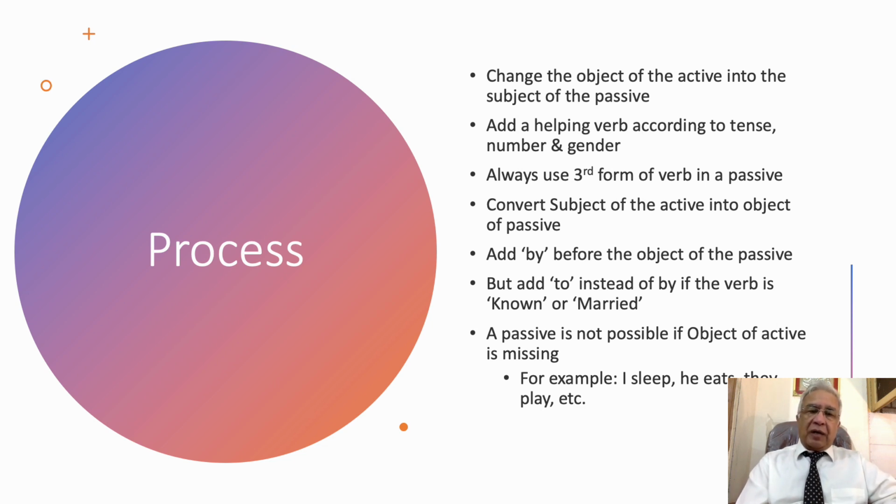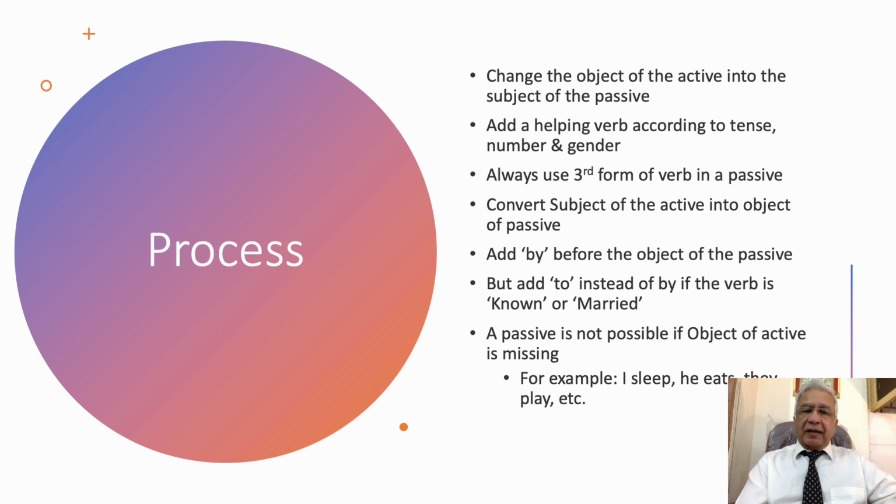For example, are, were, or have. These helping verbs should be added if there is no helping verb. And then sometimes we need to take care of the gender of the subject as well in order to continue with the sentence. And then comes: always use the third form of the verb in the passive. That is essential. I already said that the third form is the basic requisition for any passive voice sentence.